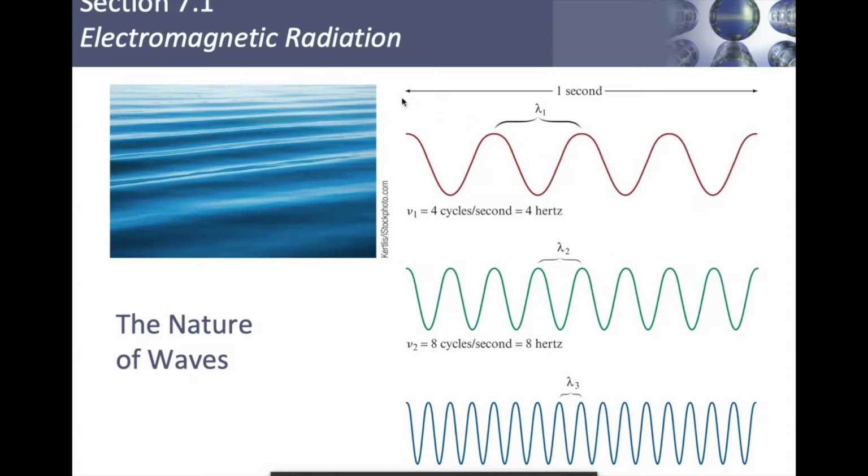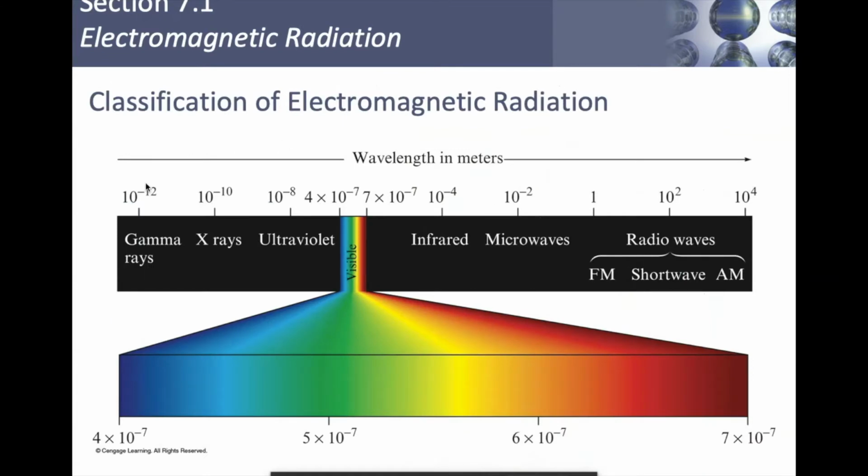And so again, if the distance from here to here is a second, then you can basically count how many waves you have. Like you can count the peaks, and that would tell you approximately how many waves you get per second. So how do we classify electromagnetic radiation? Well, there are many different types of electromagnetic radiation. Okay, that's the first thing.